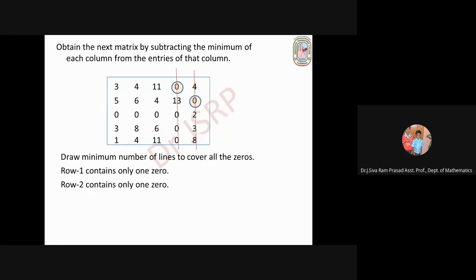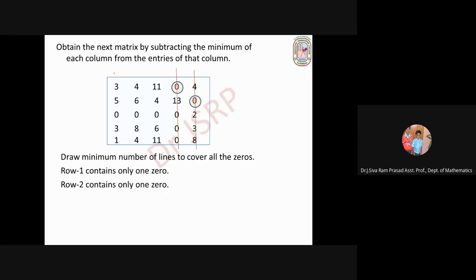Okay, right. So all rows are verified. Now observe whether all zeros are covered by lines or not. Still there are 3 zeros not covered by lines. Okay. Now go to the columns.